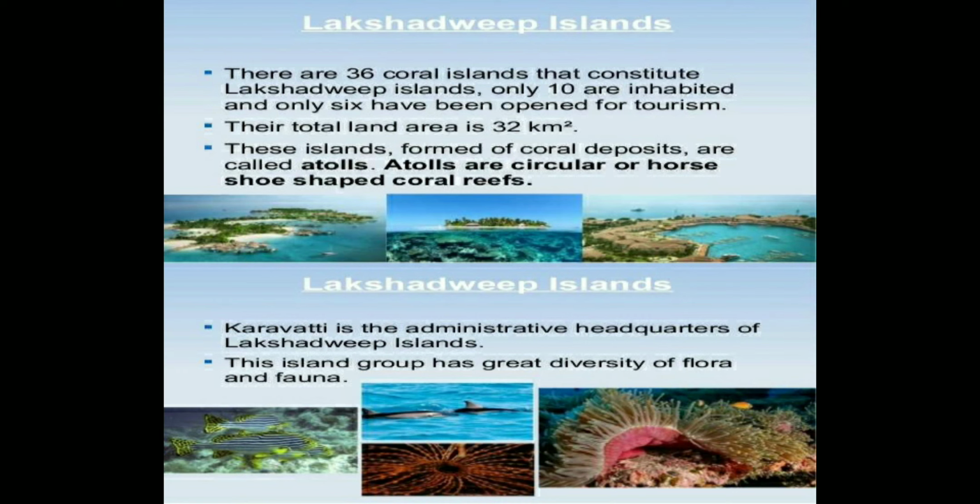So, only 10 are inhabited and only 6 have been opened for tourism. Their total land area is 32 square kilometers. These islands formed of coral deposits are called atolls. Atolls are circular or horseshoe-shaped coral reefs. What is an atoll? Atolls are circular or horseshoe-shaped coral reefs. Horseshoe, you understand? Yes. In science, you must have come across the term horseshoe. Okay, horsepower.